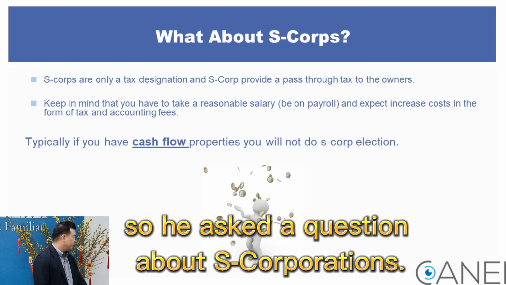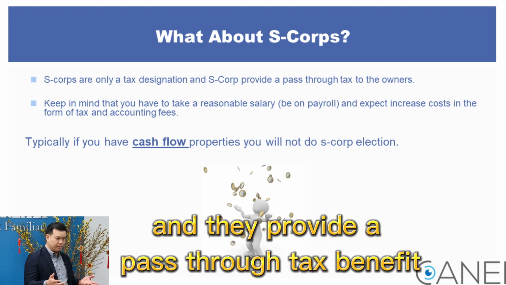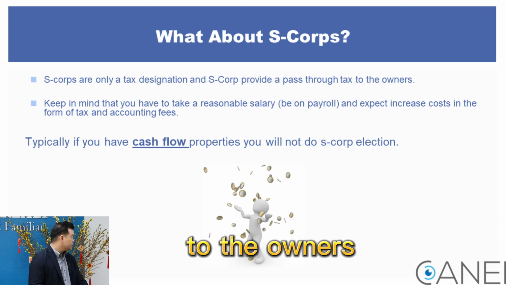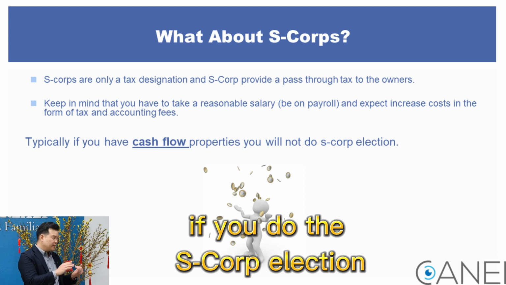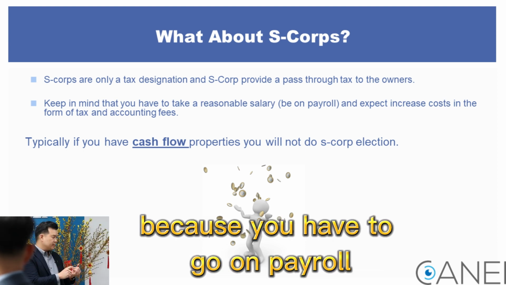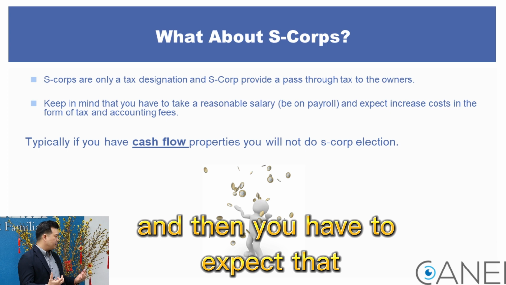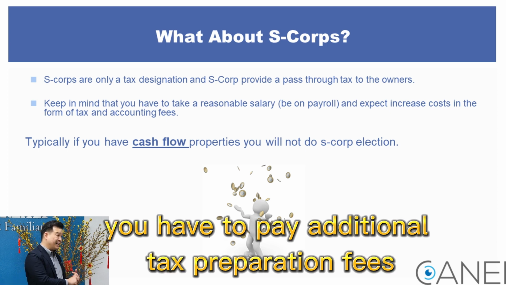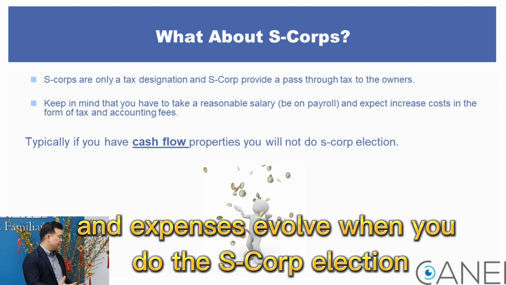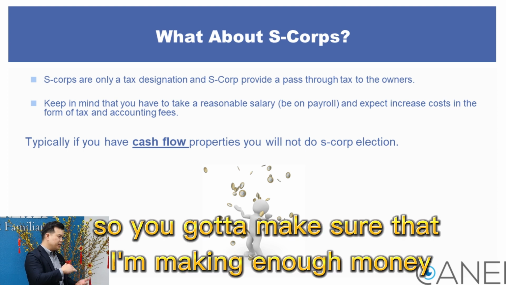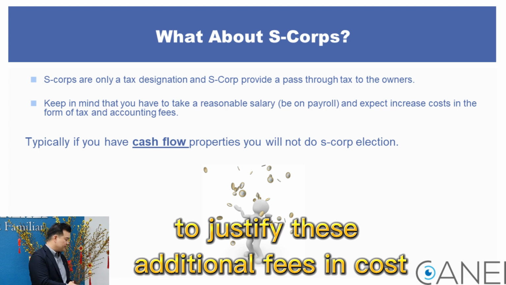He asked a question about S corporations. S corps are only a tax designation, and they provide a pass-through tax benefit to the owners. But another thing you have to keep in mind is that if you do the S corp election, you have to pay more fees because you have to go on payroll. You have to pay yourself a reasonable salary according to IRS rules, and you have to expect additional tax preparation fees. You have to file a different tax form. So there are a lot more fees and expenses involved when you do the S corp election. You've got to make sure your real estate investor is making enough money to justify these additional fees and costs.